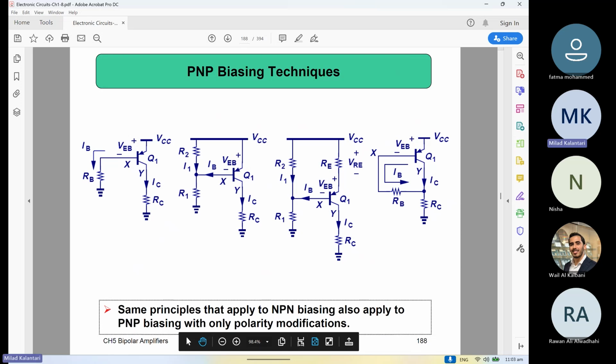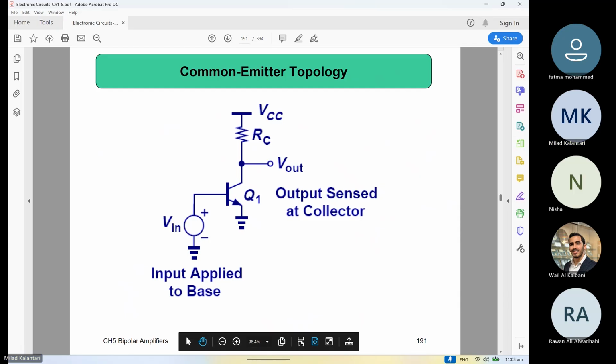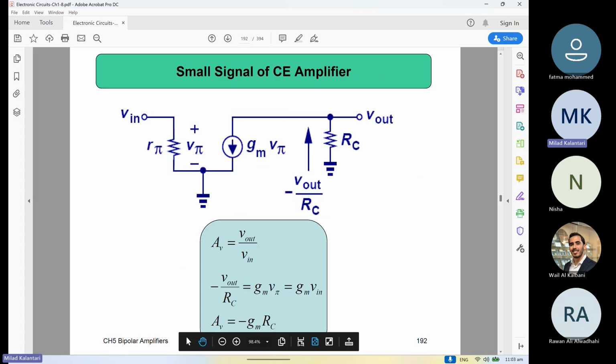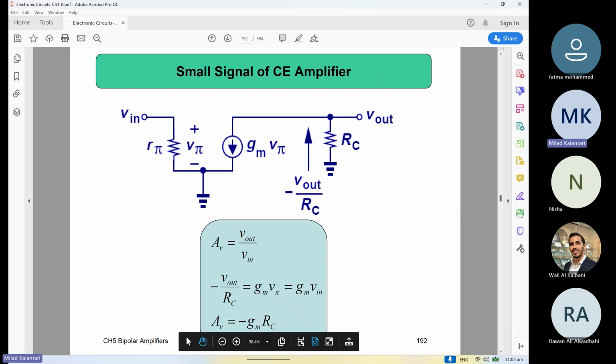And for the PNP is pretty much similar, so we just skip this for now. Okay, then again we go back to the small signal to find the amplifier's performance. So you remember we start with the common emitter, we saw the input impedance and output impedance, right? And now it's time to find the voltage gain, right?